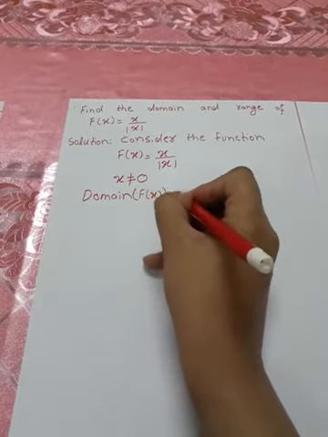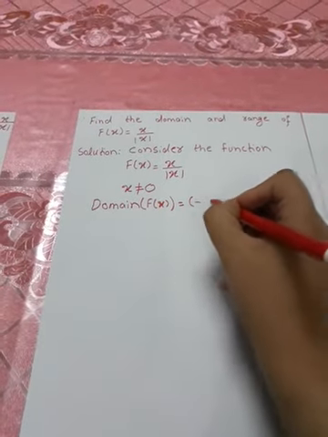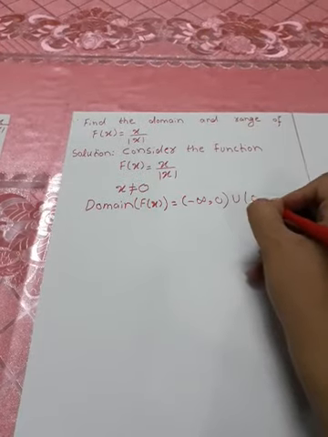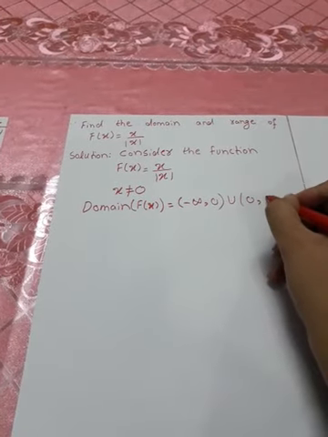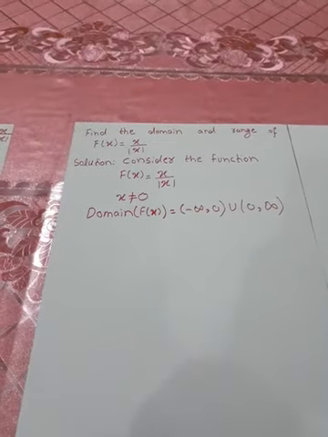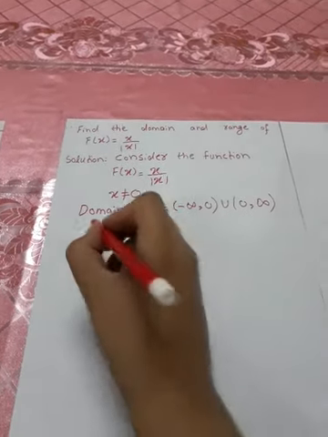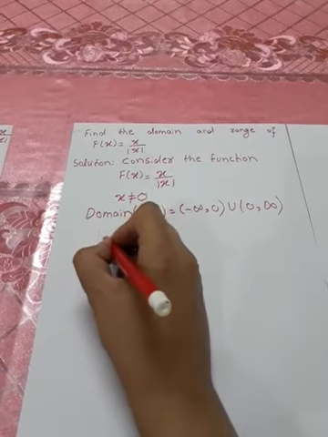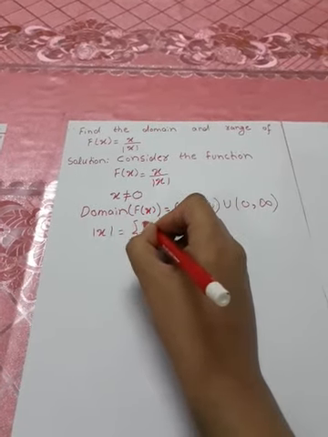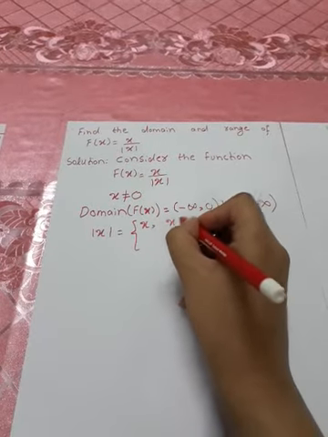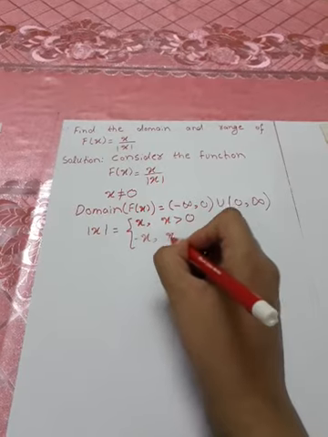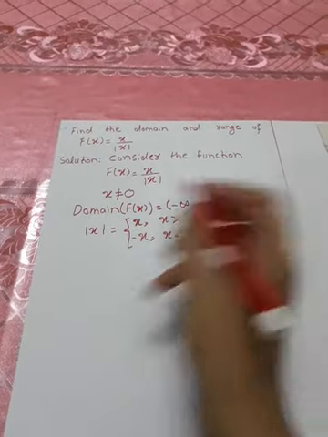So domain of f of x is all real numbers except 0. So I can write it in interval notation in this form. I know the absolute value function is equal to x when x is greater than 0 and minus x for x less than 0.